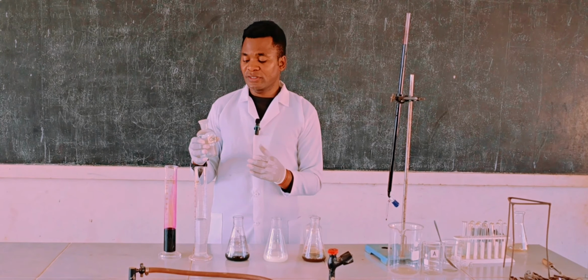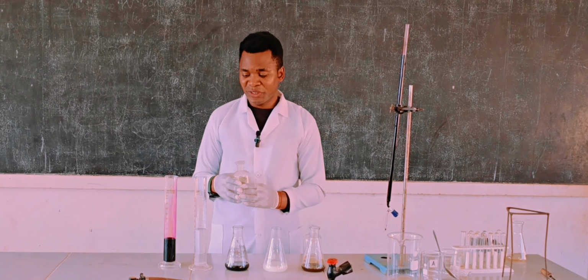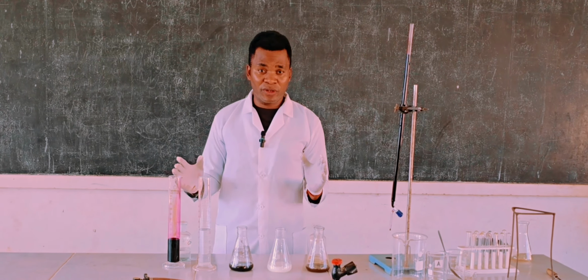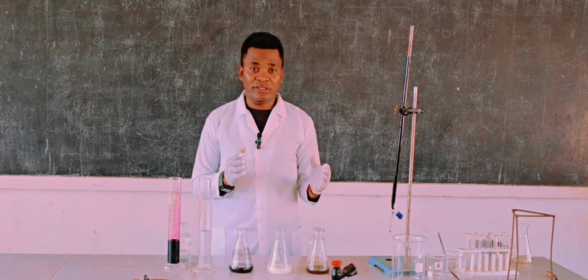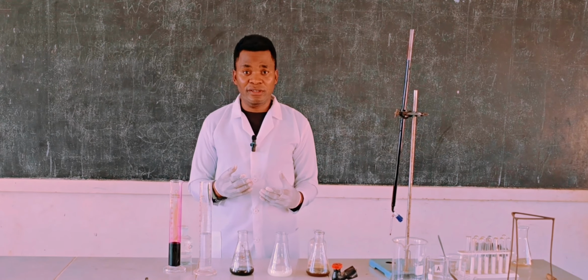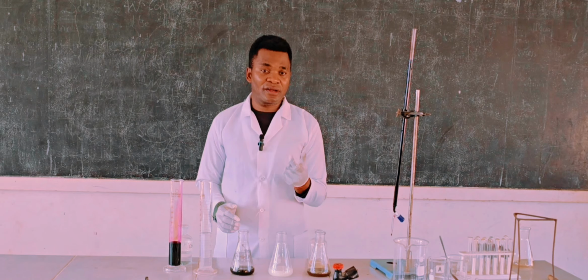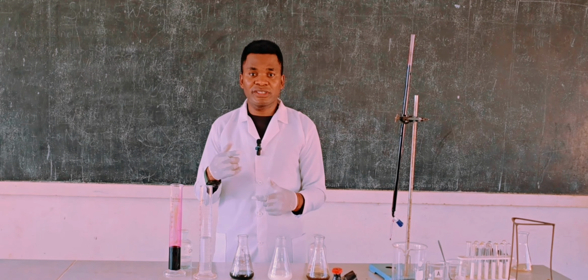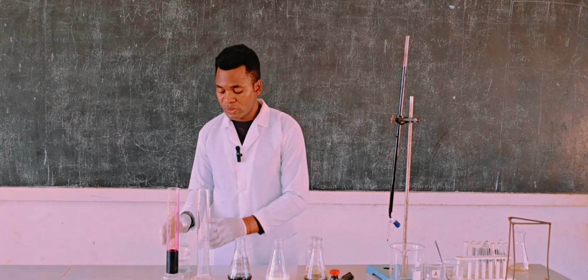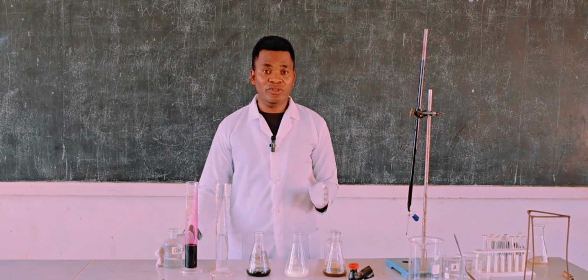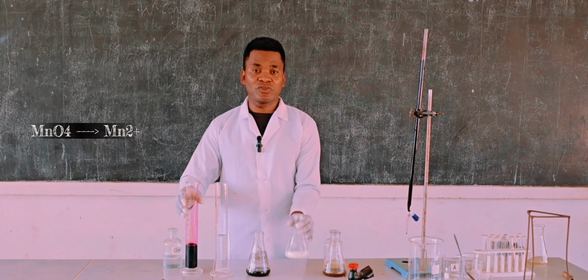Why are we using sulfuric acid instead of other acids like hydrochloric acid or nitric acid? The reason is that nitric acid itself is a strong oxidizing agent, so it will interfere with the reaction. That's why I recommend sulfuric acid. And hydrochloric acid has chloride ions that can be oxidized to produce chlorine gas. That's why we recommend using only sulfuric acid. This is how to reduce permanganate into manganese 2 ions.